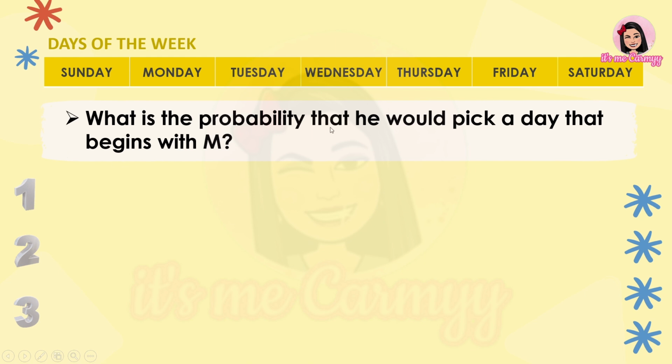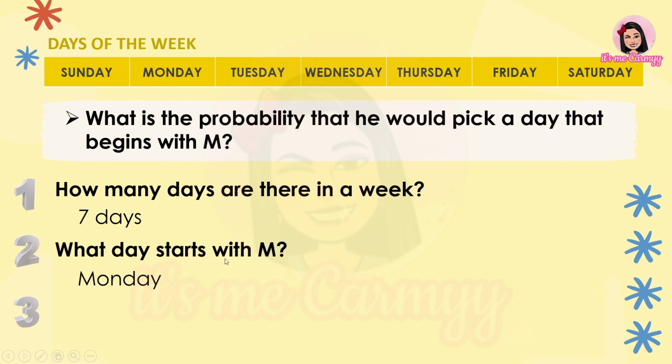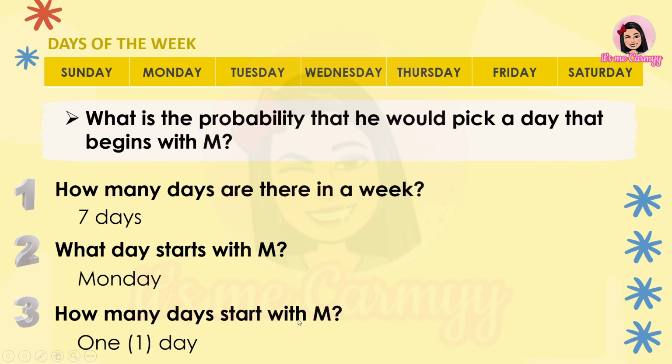So what is the probability that she would pick a day that begins with letter M? So again, how many days are there in a week? We have 7 days. What day starts with M? We only have 1, which is Monday. How many days start with M? 1.